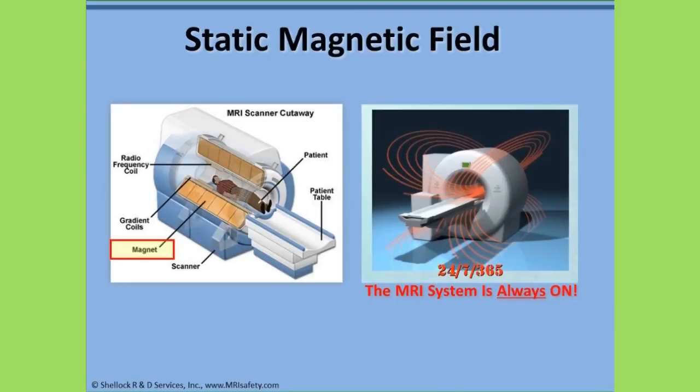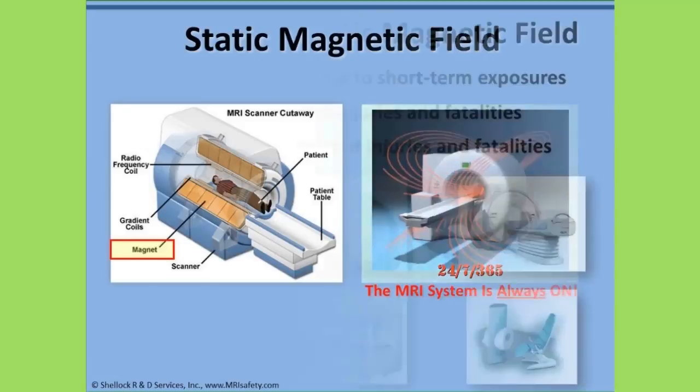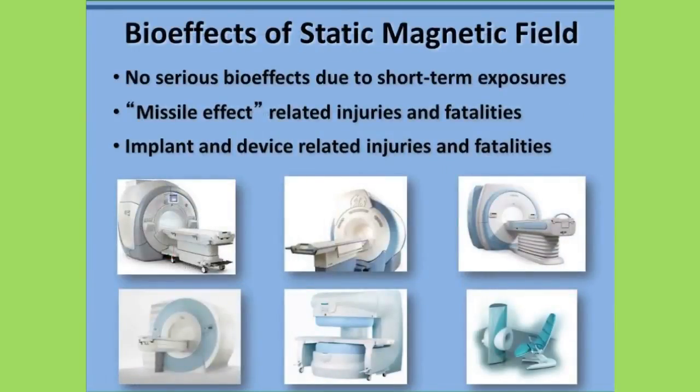In general, the bioeffects and safety concerns related to the static magnetic field are always present because the magnet used for a superconducting MR system, which is the most commonly used scanner, is always on or energized. So what are the bioeffects associated with the short-term exposures to the powerful static magnetic fields used by MR systems? Well, to date, there are no known serious or irreversible physiological changes related to short-term exposures to the magnetic fields that are utilized by commercially available scanners.